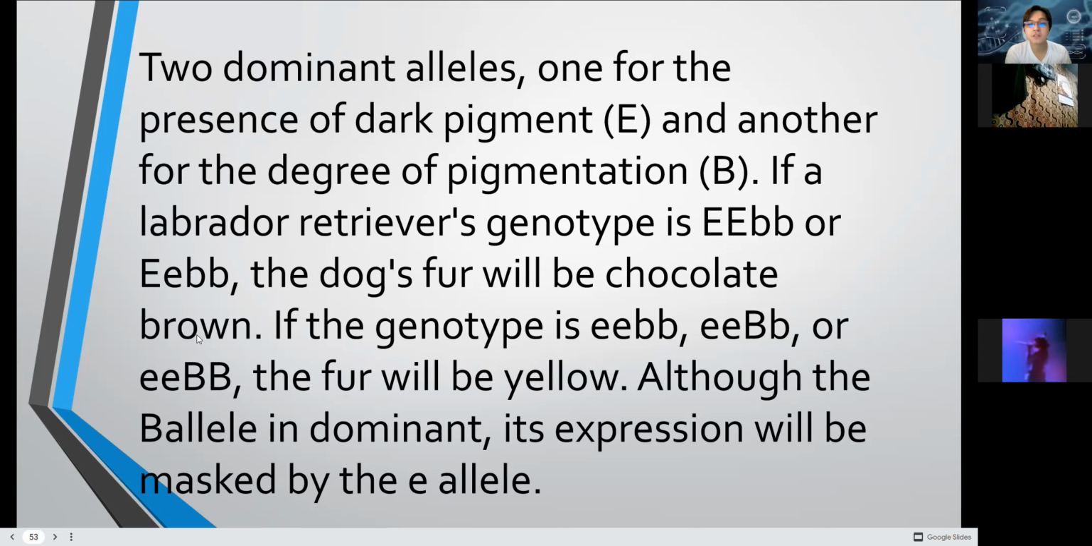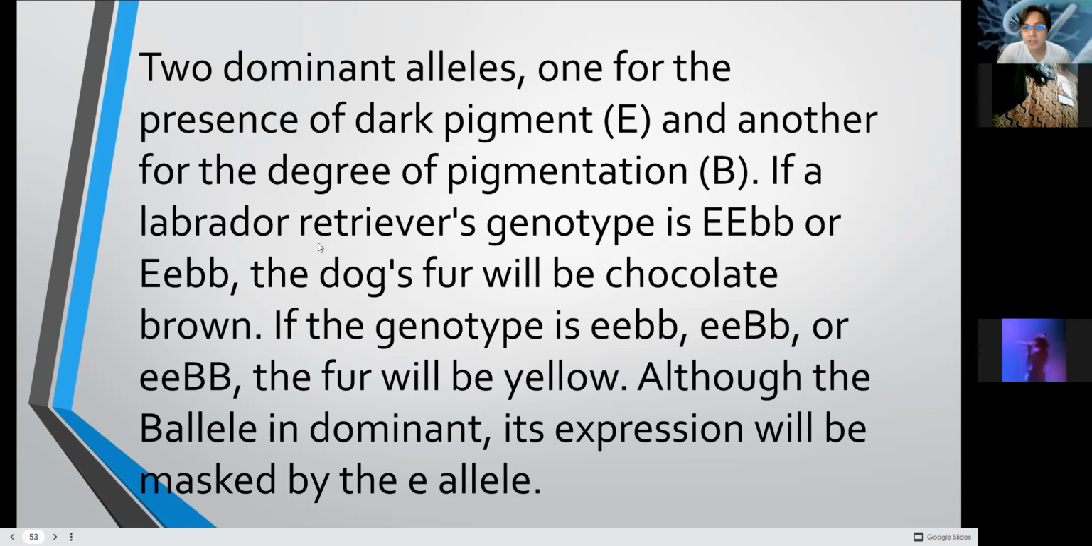So the result is chocolate brown. Okay, this is common in Labrador Retriever, right? And this is really expensive also, the chocolate brown. They're looking for that in the Golden Retriever. And the nose itself, the form of the nose, they also want those unique formations of the nose.